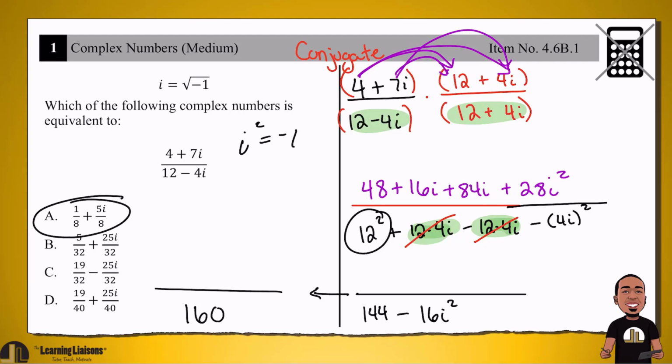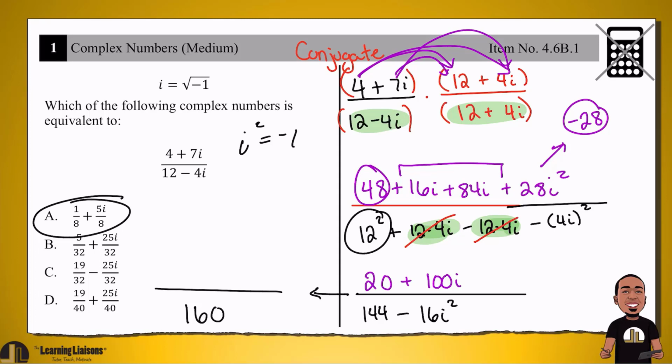So from here, I know that we have like terms, 16i and 84i. That's going to make 100i. Now, here's the thing. Remember, i squared is negative 1. So this turns into negative 28, because it's 28 times negative 1. So what's 48 minus 28? Well, that's going to be 20. So we have 20 plus 100i in our numerator.